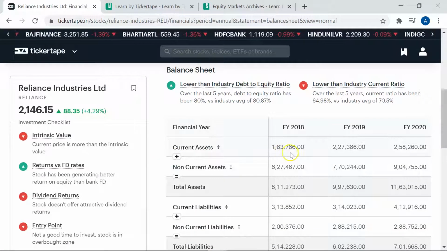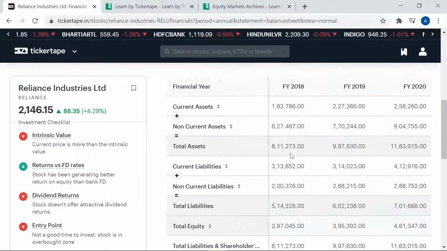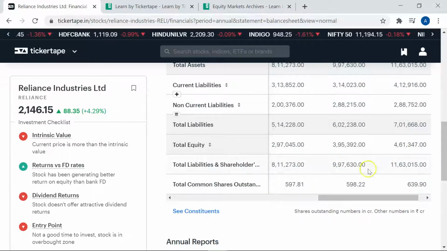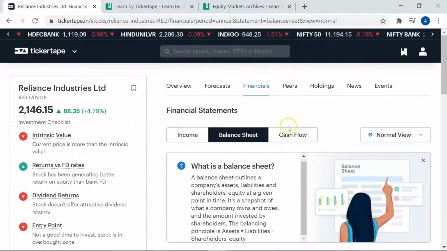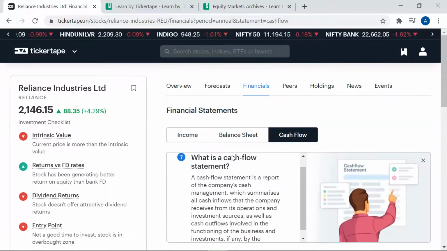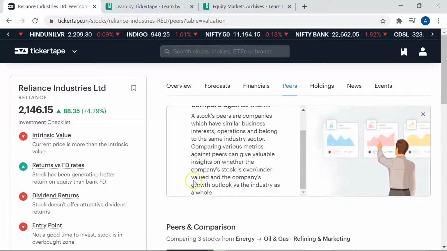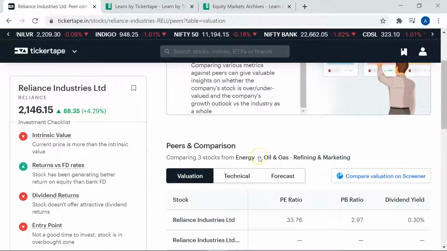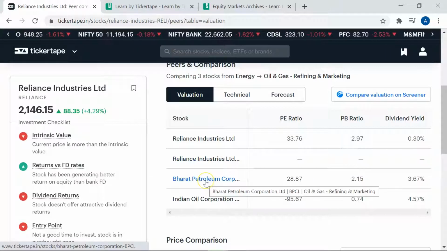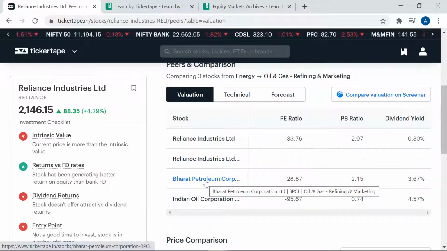For example, the balance sheet. You need not go to their company website. Their year-wise assets, liabilities, equity, everything is mentioned here in a crystal clear, clean format. Cash flow statement. So you can also compare with the peers in the industry. For example, Reliance is into the energy, oil and gas sector. So what are the other peers? For example, BPCL and IOCL are also into oil and gas.